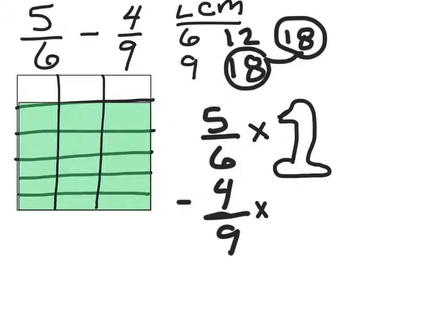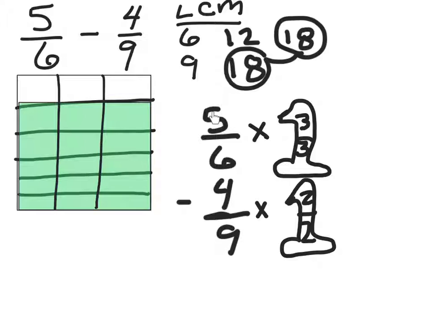Okay, so here we go. Giant 1 right there, and then I'm going to multiply another giant 1 right there. And for this top one, the 5/6, I'm going to multiply by the giant 1 of 3 over 3. Lovely. And for this one, 4/9, I'm going to multiply by the giant 1 of 2 over 2. And that, my friends, is super duper cool.